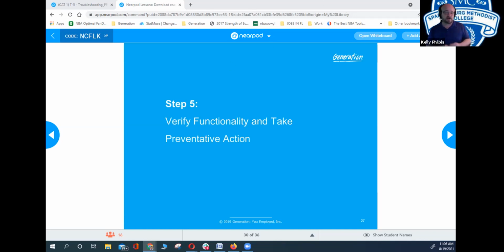They probably will require a little bit more training. So we would have that communication. And typically you would pass that up to your supervisor, and then they would communicate with the supervisor of that individual, not you directly going to their supervisor. Have to maintain a chain of command on that one. All right. So verify functionality and take preventative action.